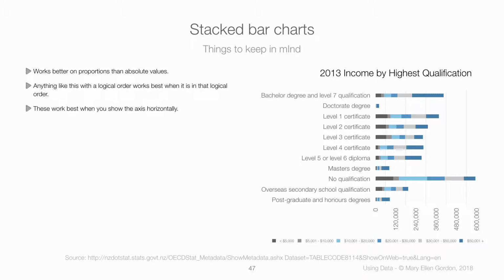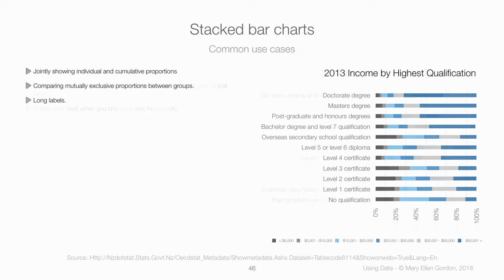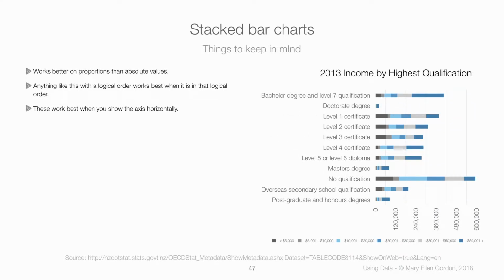Some things to keep in mind in using stacked bar charts. Again, as we saw with stacked columns, they tend to work better for proportions, as we saw here, rather than absolute values as we're seeing here.